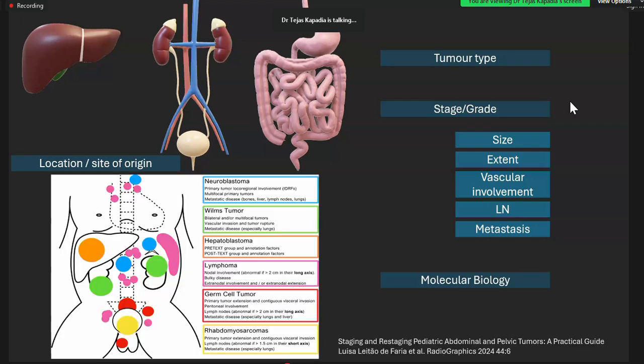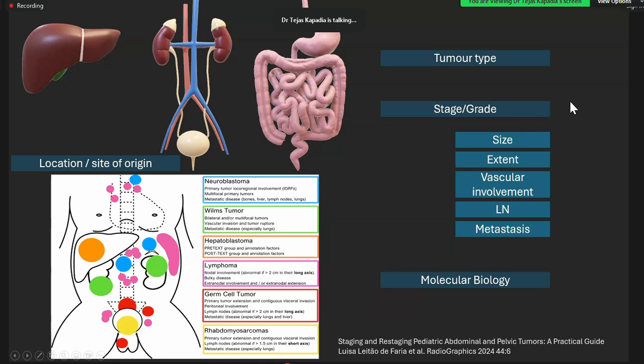There's a very good article in RadioGraphics in the last quarter of the year, which is more like a practical guide on what things you should consider for various abdominal tumors. I think this is one you should pick up if you're interested in pediatric abdominal tumors, as it gives you a very good overview.